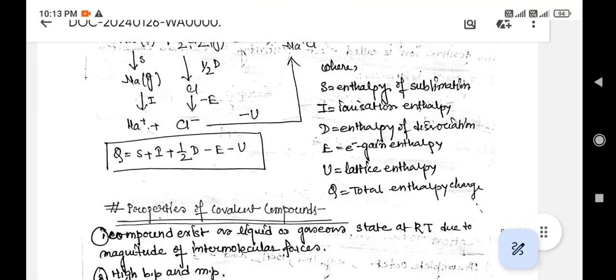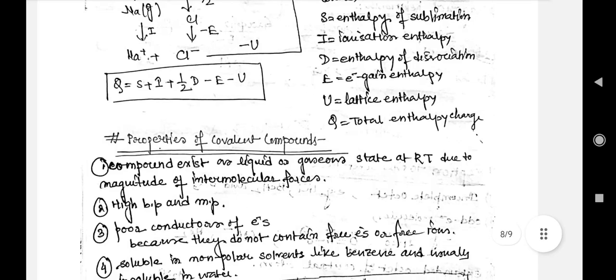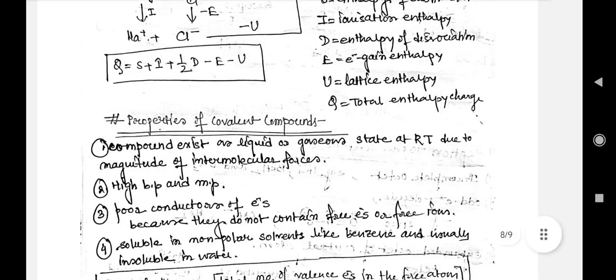Then properties of covalent compounds. These compounds are based upon mutual sharing; there is no complete transfer of electrons. Both atoms give their valence electrons and combine by mutual sharing, maybe sharing of 1 electron, 2 electrons, or 3 electrons. They produce covalent compounds. There are lots of concepts there: sigma bond, pi bond, chemical bonding.